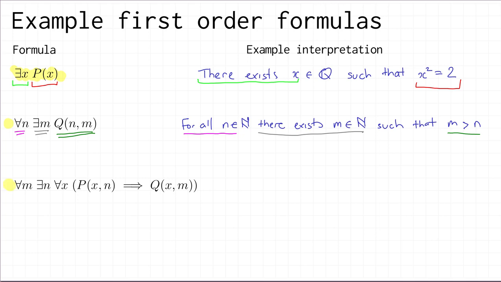The final and the most complicated first-order formula that we're going to interpret says, for all m there exists an n such that for all x, P of x and n implies Q of x and m. So we have three quantifiers, three variable symbols, m, n and x, and we have two variable relations which are connected by a logical symbol, a logical connective, namely the implies connective. So let's look at an example interpretation.